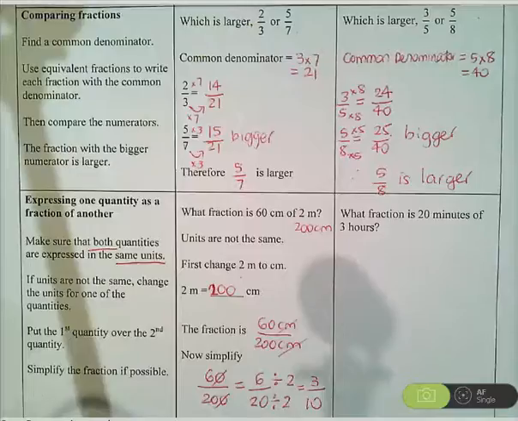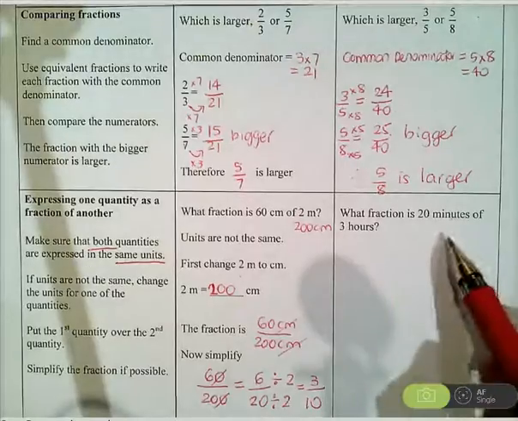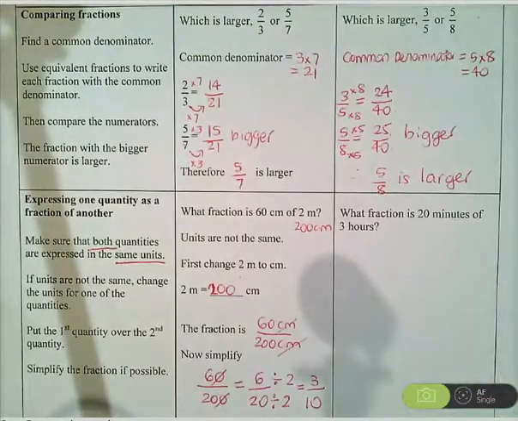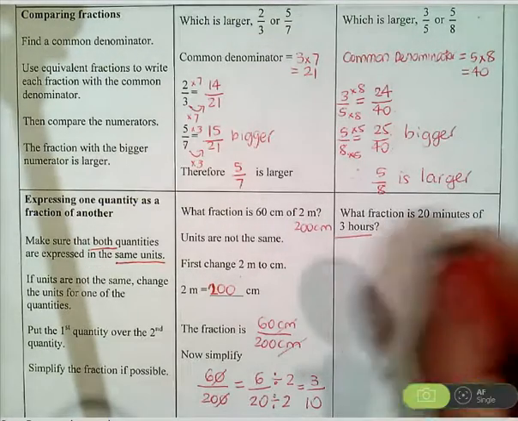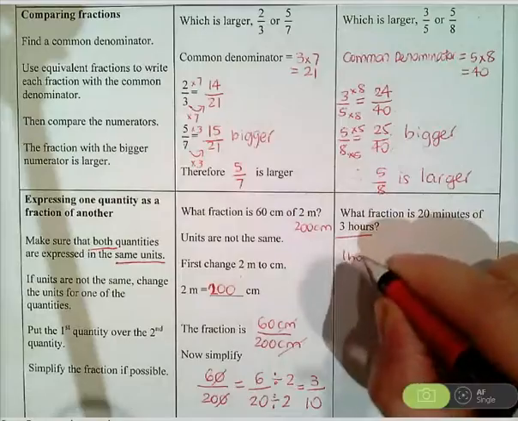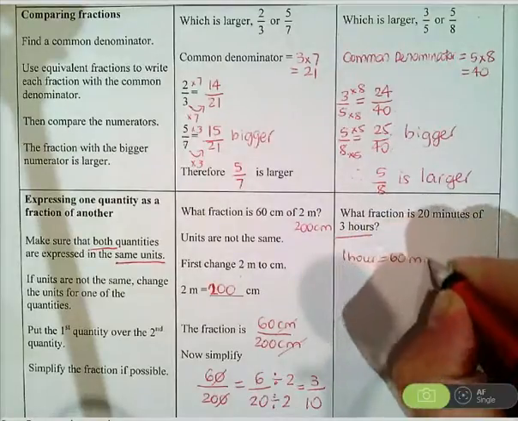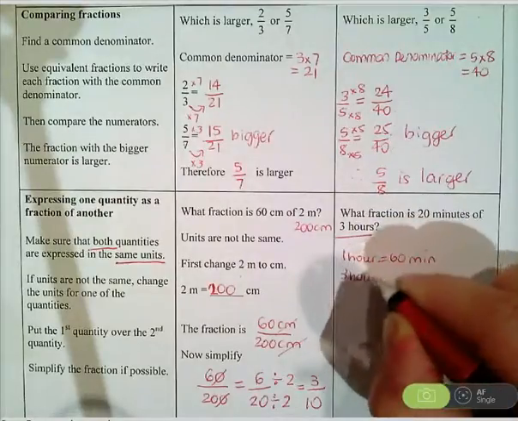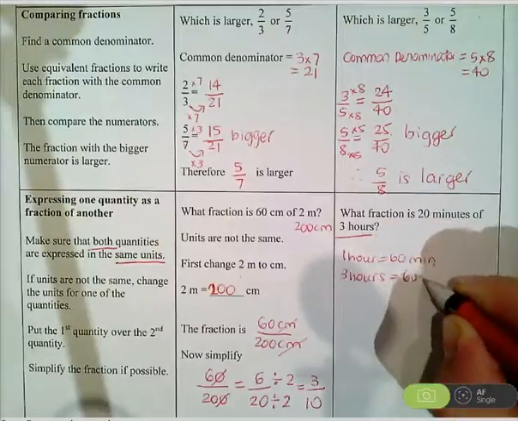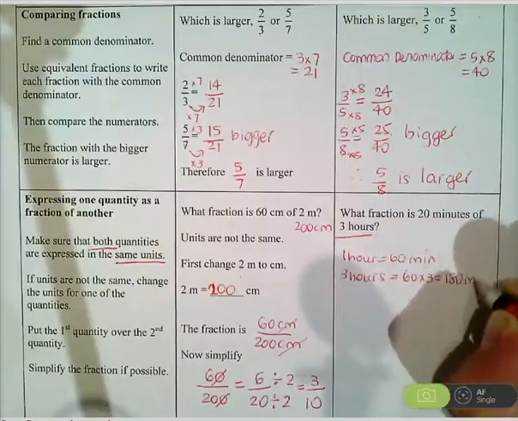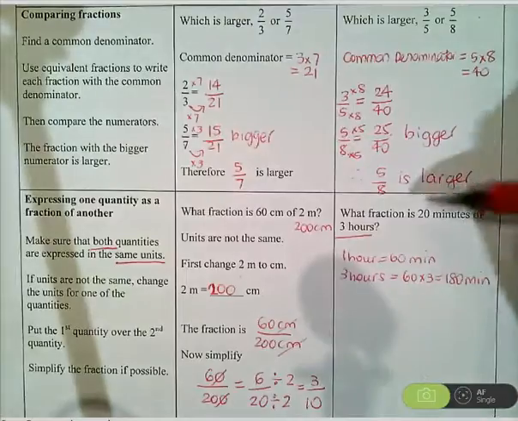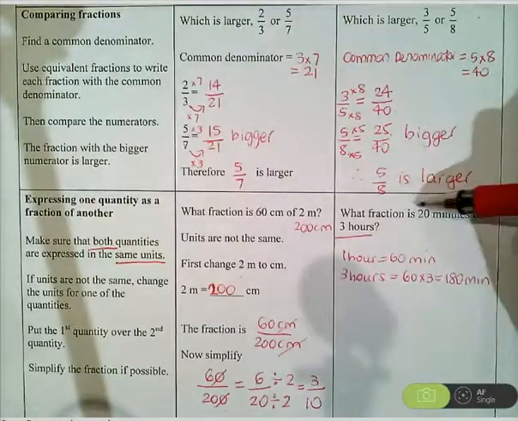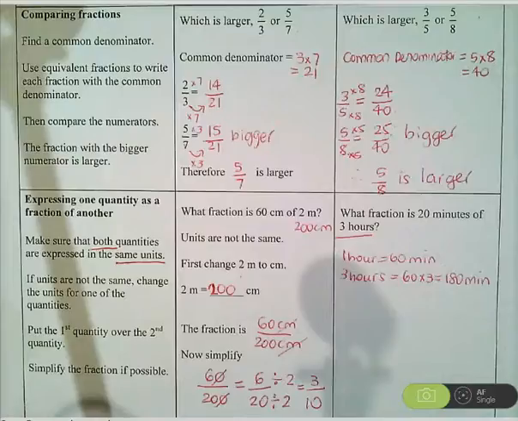Now you can pause the video and do this question over here. What fraction is 20 minutes of 3 hours? Now just notice that firstly the units are not the same, so we really need to change the hours into minutes. Now we know that 1 hour is 60 minutes, and so therefore 3 hours will be 60 times 3, which is 180 minutes. So now I can look at the question in a different way, and it can read, what fraction is 20 minutes of 180 minutes?